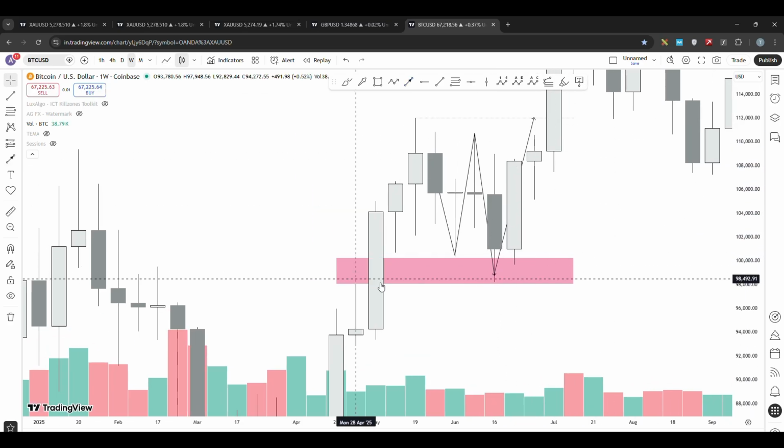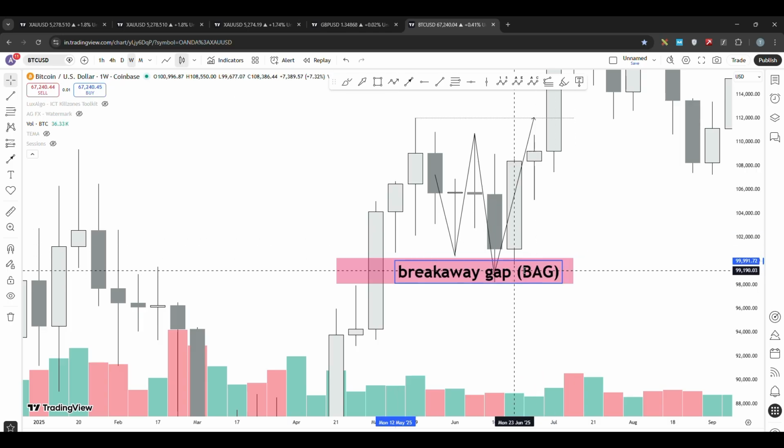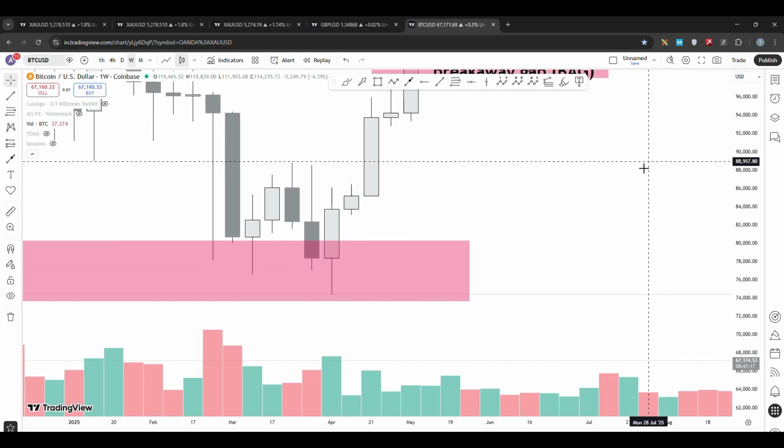So this remaining fair value gap is called breakaway gap. Okay, this is called breakaway gap, or in short form BAG. Okay, so this is what a breakaway gap is. Now let me show you another example.